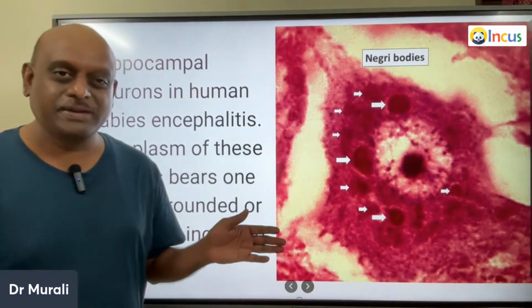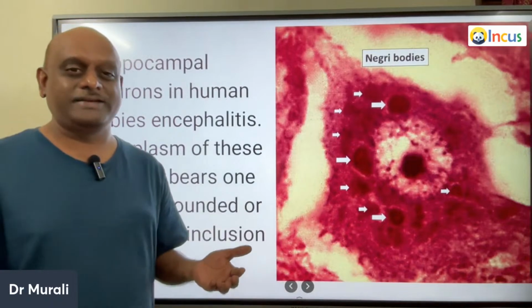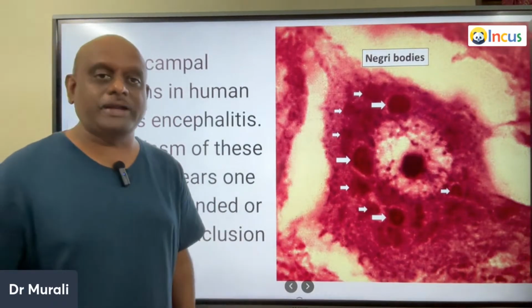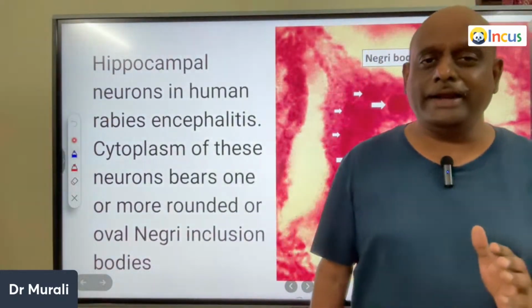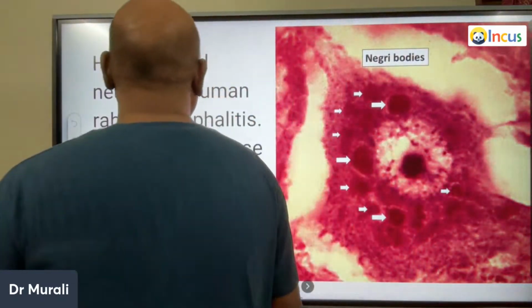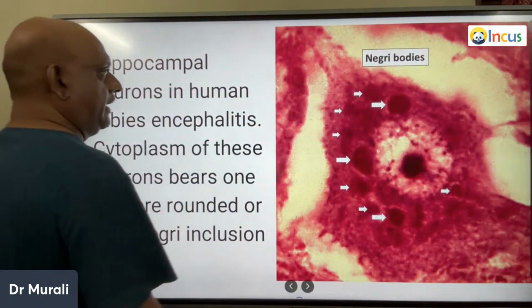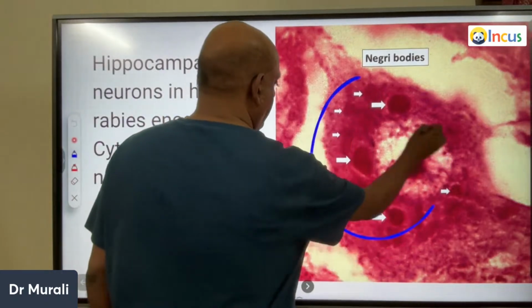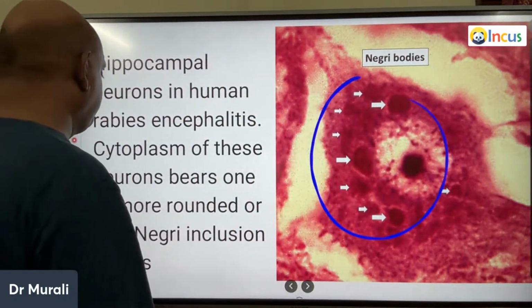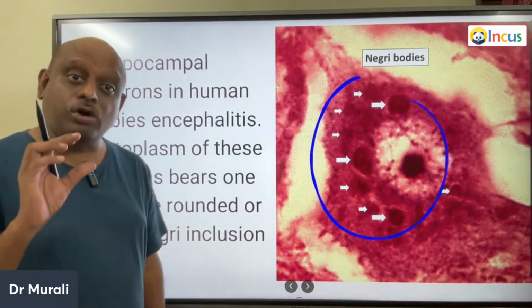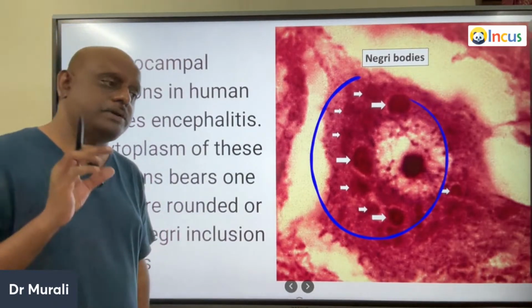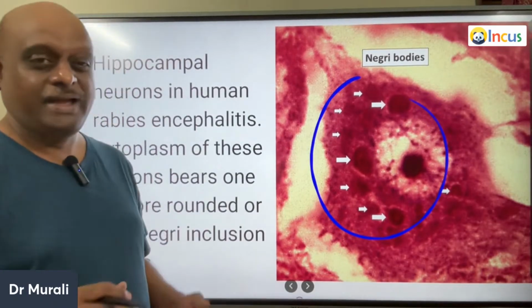Now, all of you know, in rabies we find Negri bodies. So where do we find Negri bodies, doctor? We find them in the hippocampus. What you are seeing here typically are the Negri bodies, which are oval-shaped bodies, very often found in the hippocampus. The hippocampus is part of our limbic system.